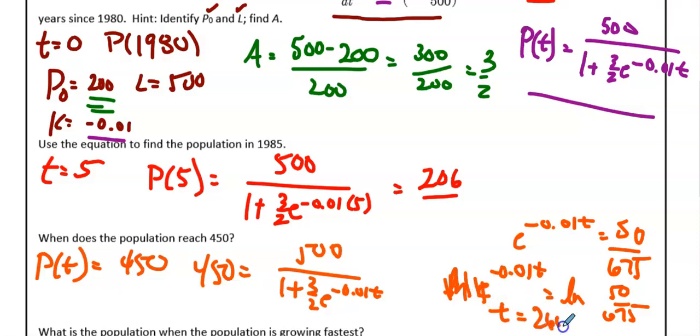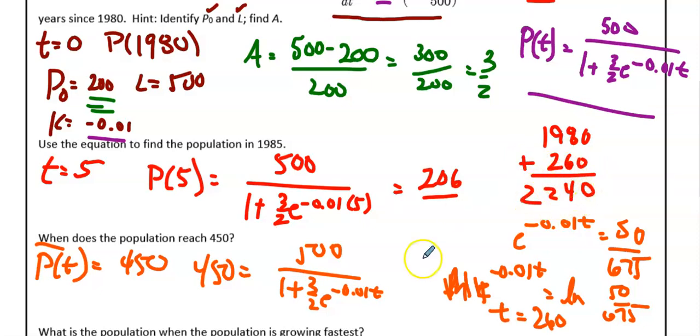Now remember, that's not the question that was asked. The question is when? When does the population reach 450? So we know that in 260 years, it's going to reach 450. And again, I'm assuming this is in millions if we look at the context of the problem. Well, we're going to take 1980, which is originally what we had, and we're going to add 260 years to that. And then when we do this, we're going to get 2240. So in 2240, our population will be 450, or probably 450 million.